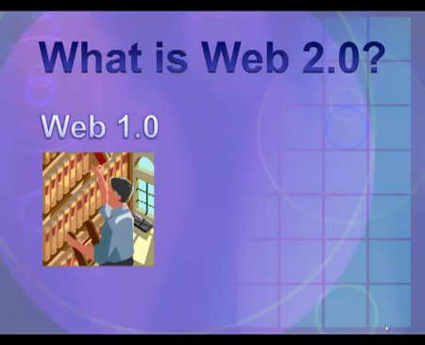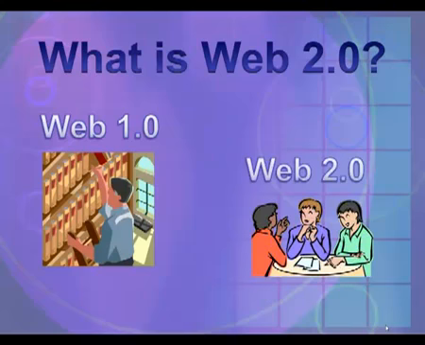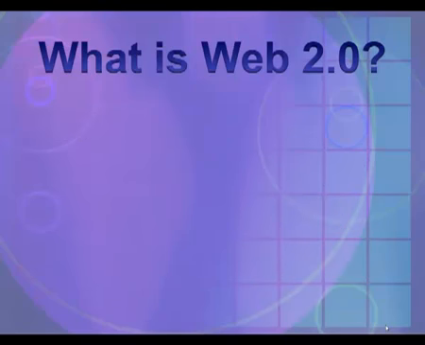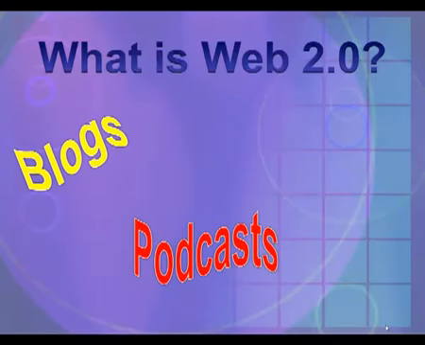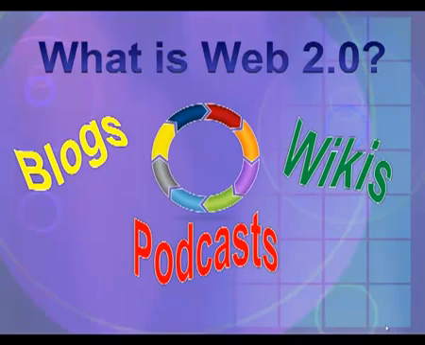Web 1.0 primarily emphasized the delivery of information, like the reference section of a library. Web 2.0 is more like meeting with a study group in the library and using the library's resources. You might even decide to meet with the reference librarian. Some of the most popular Web 2.0 tools are applications like blogs, podcasts, and wikis. All of these tools allow the user to interact with the creator of the tool and usually with other users as well.